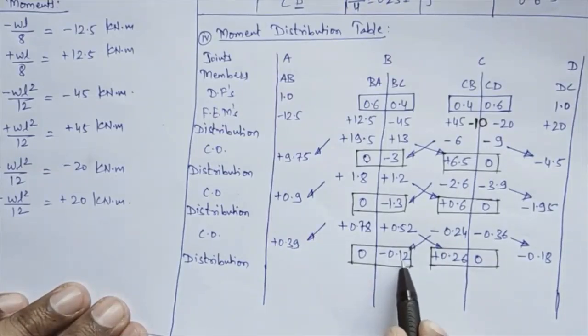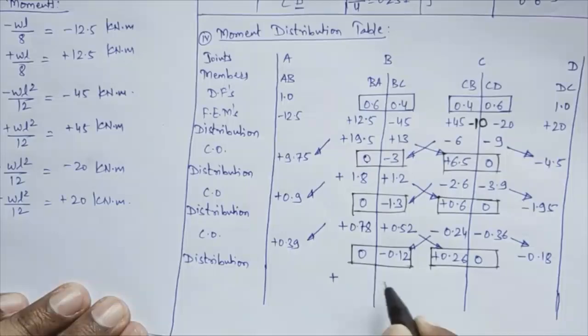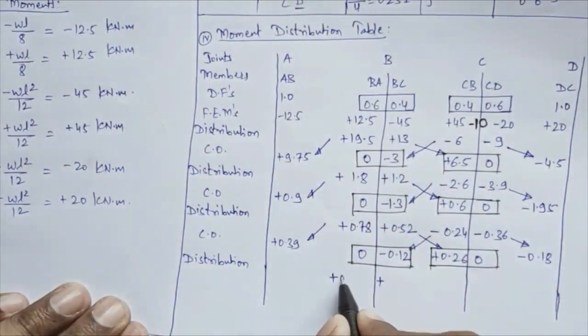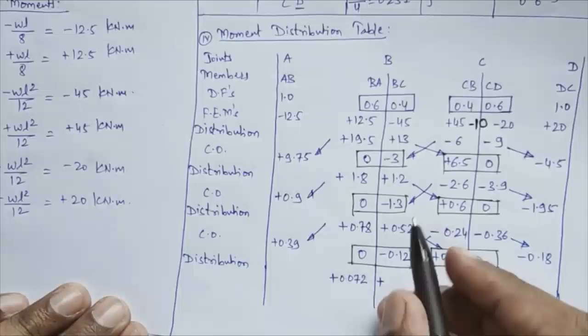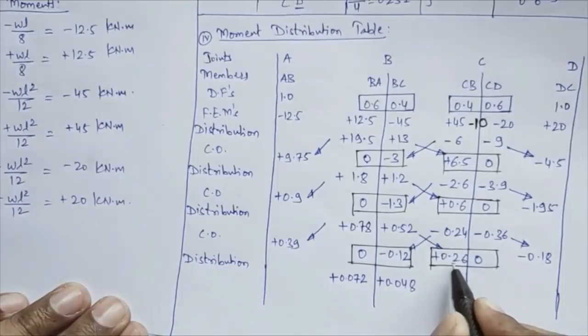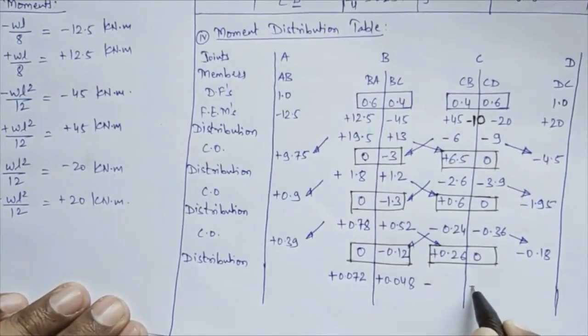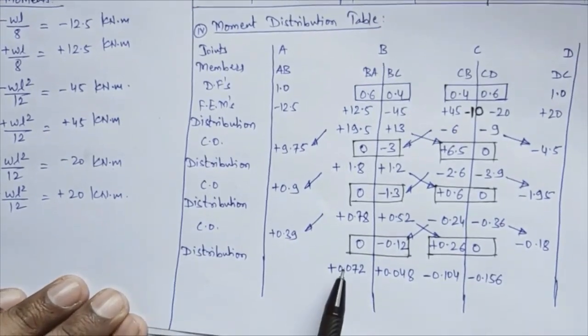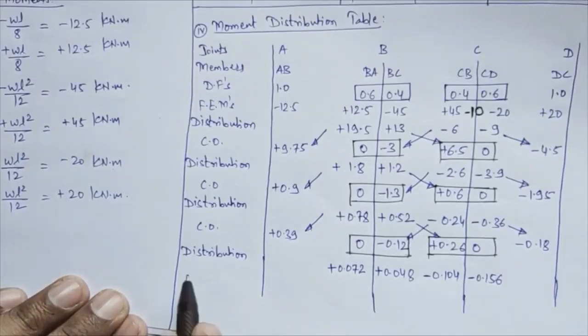So 0.12, this is again negative, so the distribution will be again positive. So 0.12 into 0.6 and 0.12 into 0.4, I get these values as 0.072 and 0.048. Again 0.26 and 0, distributing for 0.4 and 0.6. This is a positive summation, so the distribution will now be negative again. I get this value as 0.104, and this I am getting as 0.156. Now we can stop the table because almost the answers are at 0.0 and 0.1. So we can stop the table over here.